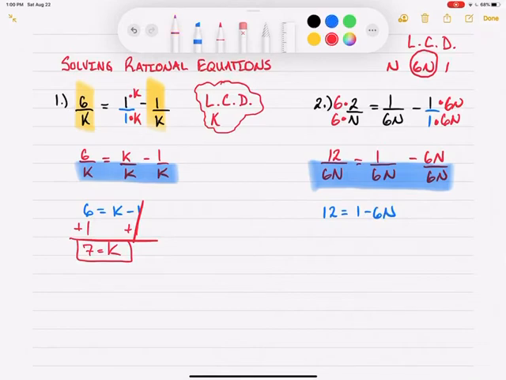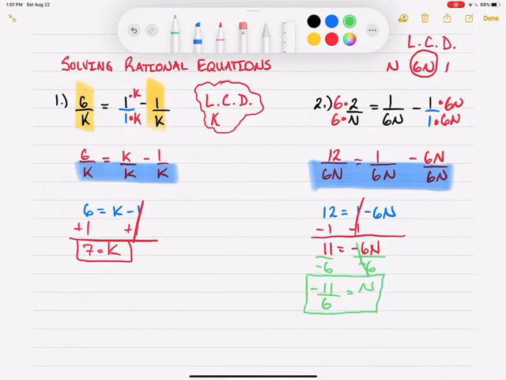To solve for n, I'm just going to subtract 1 from both sides. Since 1 is positive, I subtracted it to move it over. And I have 11 equals negative 6n. To get n by itself, I would divide both sides by negative 6. So I have negative 11 over 6 equals n. Two more examples.